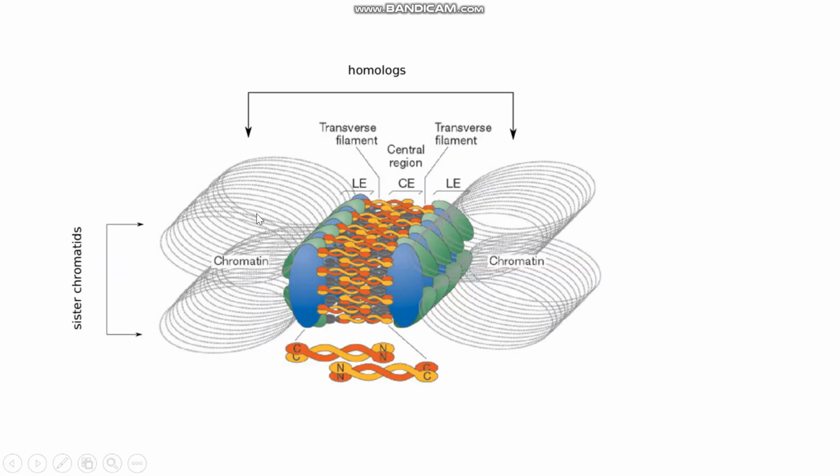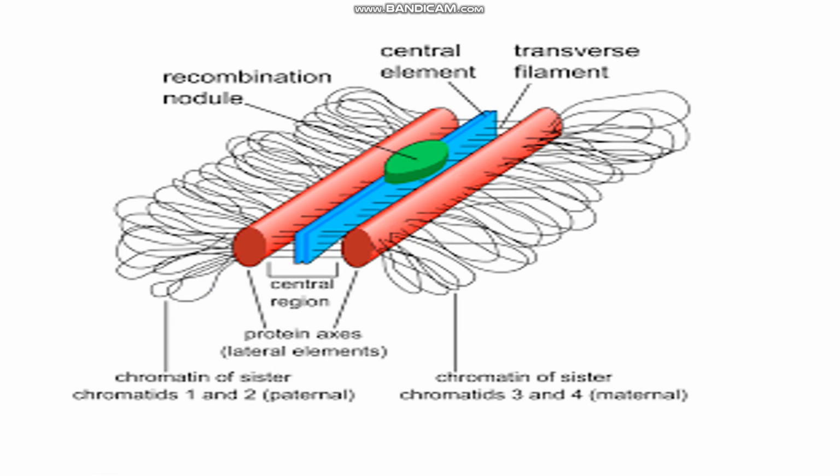So here you can see the chromatin as well as a sister chromatid, then two homologous chromosomes which are bound by a synaptonemal complex. The lateral element is marked here and the central region, the central element, is marked. In between the central region, there is a recombination nodule which moves throughout the length of this synaptonemal complex, which results in the exchange of genetic material, or recombination.